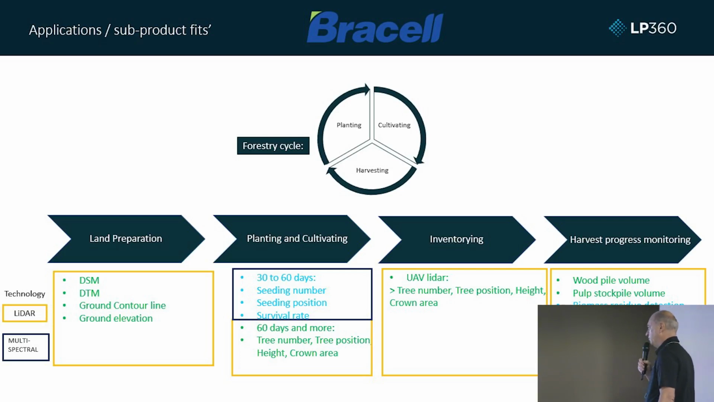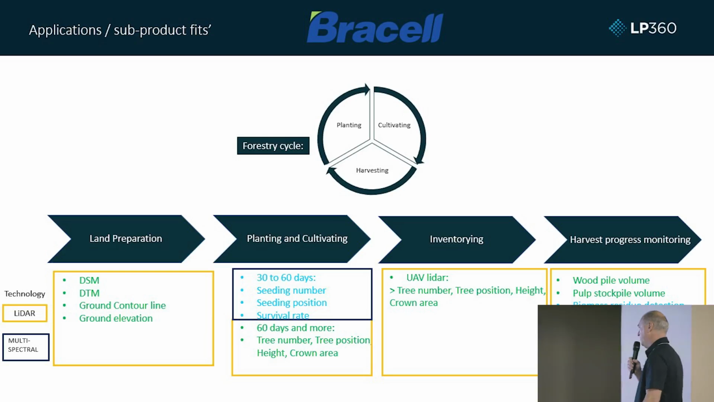And then for planting, they are using basically two technologies. The first one, when they have like 30 to 60 days of planting, they are using the multispectral camera to see the seedling numbers, the seedling position, and the survival rate. And after that, after 60 days and more, they start using the LiDAR with the ITS solution for the tree number, the tree position, the height and the grow area. So these are the two steps that they are doing on this part of planting and cultivation.